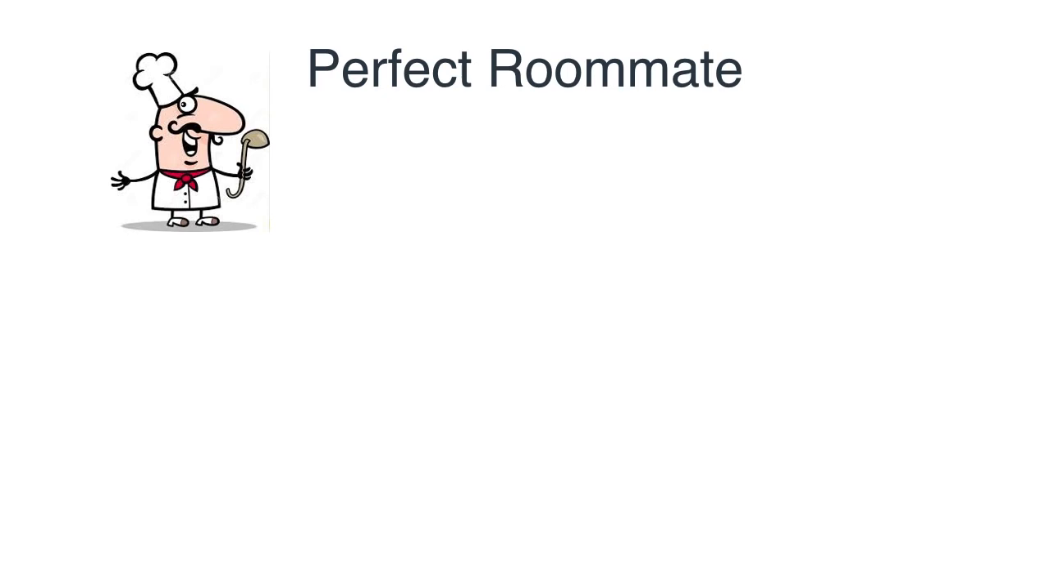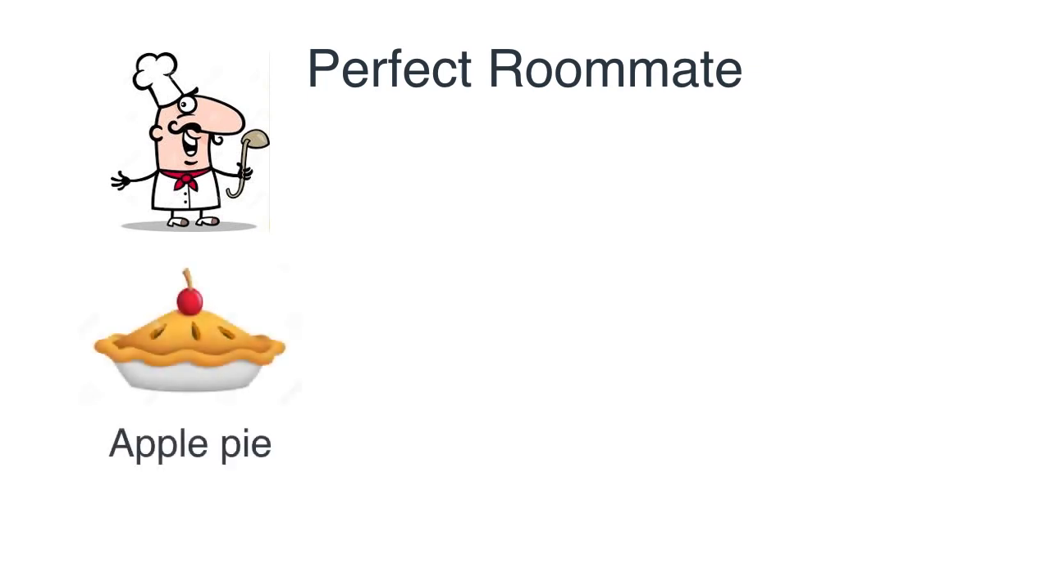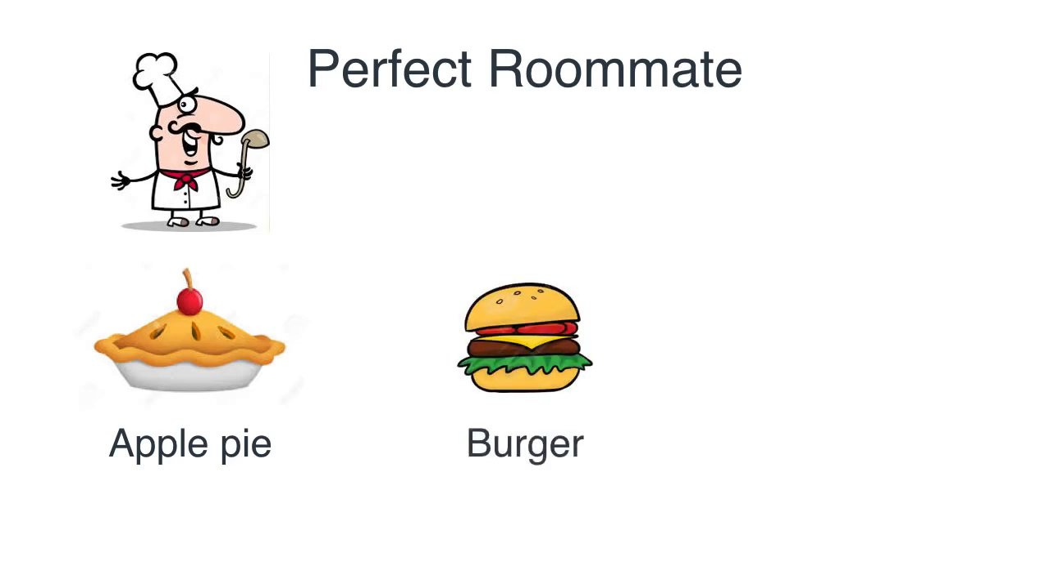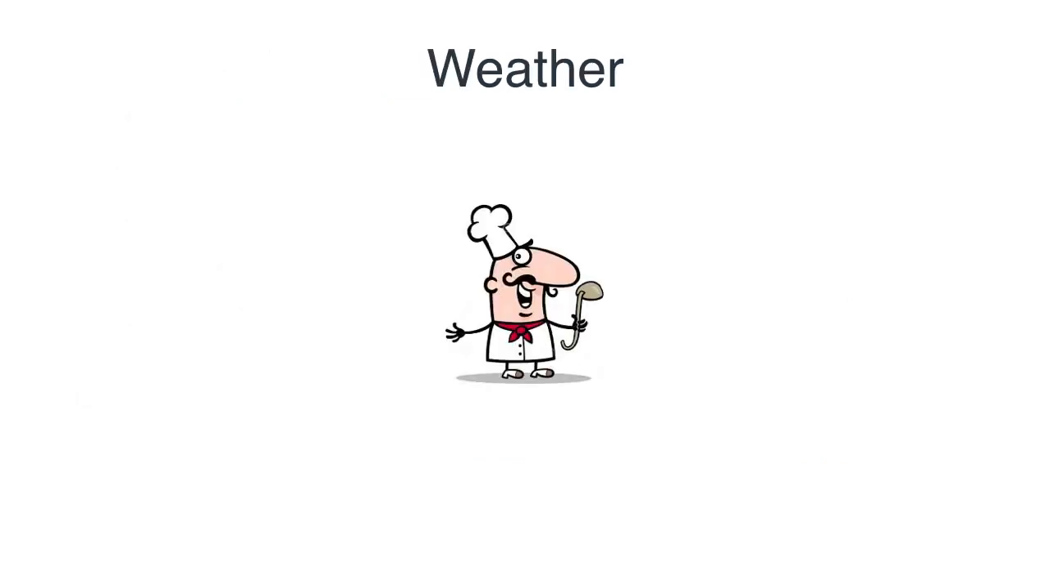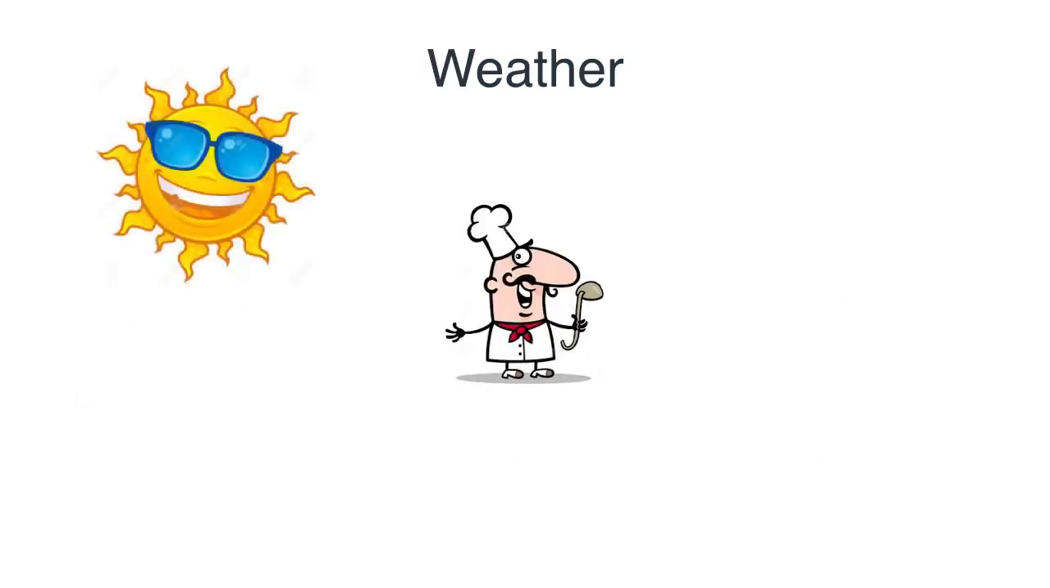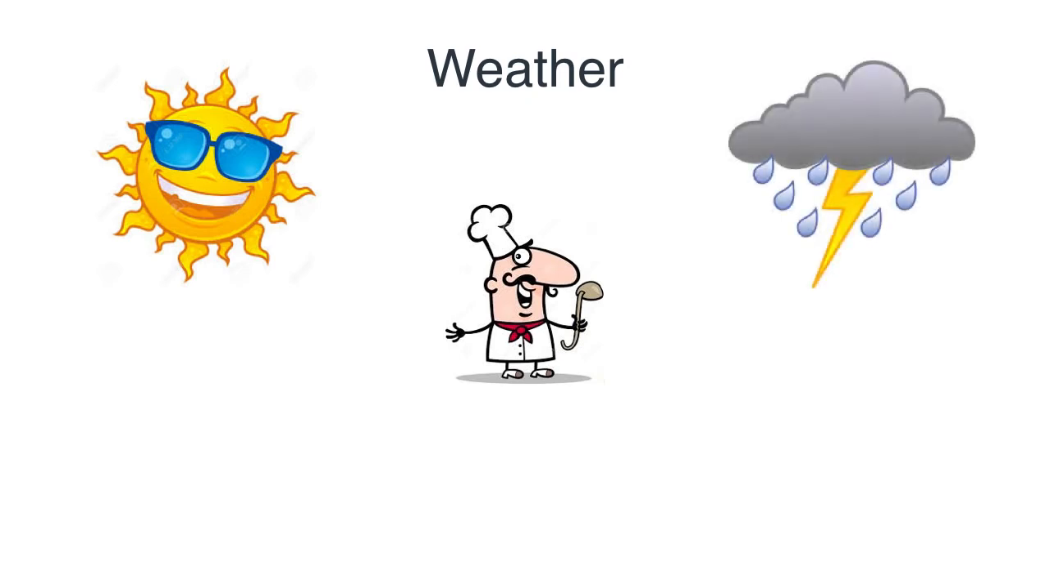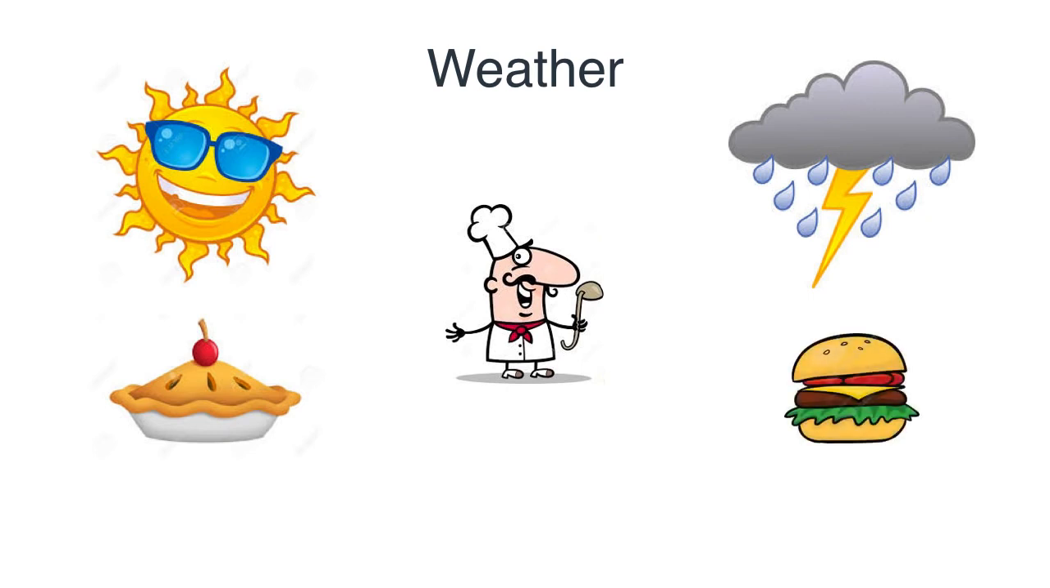You have a roommate, which is the perfect roommate. And why is he the perfect roommate? Because he cooks every day. And he cooks three types of foods: apple pie, a burger, and chicken. And he has a rule for what he cooks. So he first looks outside at the weather, and it can be sunny or it can be rainy. And if it's sunny, he cooks apple pie because he's happy. And if it's rainy, he cooks a burger.